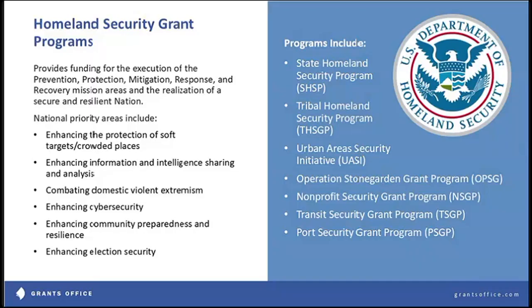Again, these are anti-terrorism programs or transit security. So the project has to be there, and cybersecurity would be a component of that project. So there's a series of Homeland Security grants, which is the State Homeland Security Grant, Tribal Homeland Security, Transit Security, things like that. And then the Nonprofit Security Program. They will all fund cybersecurity as part of a larger project.